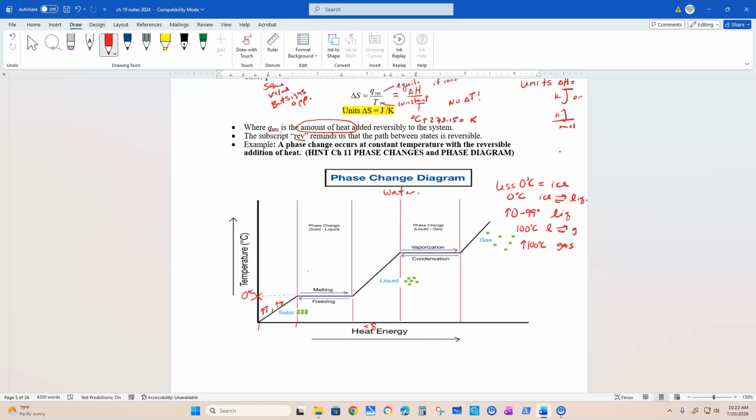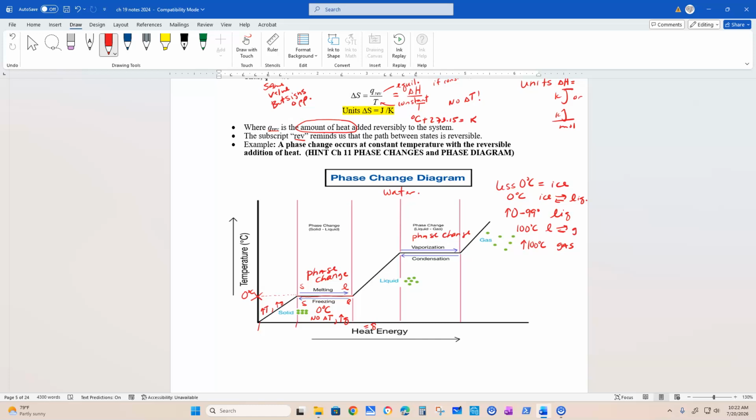But what happens when you have a phase change? Well, on this phase, whoops, I spelled it wrong. Sorry, phase change, you actually have two phase changes. Okay, so right here, melting to freezing, am I going solid to liquid or am I going liquid to solid? Doesn't matter, but it happens at 0 degrees Celsius. Notice what is also happening. Look at temperature. Temperature is constant. Okay, so there is no change in temperature, but heat is still being applied.